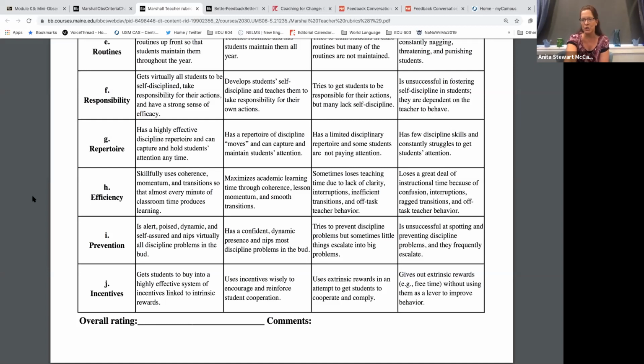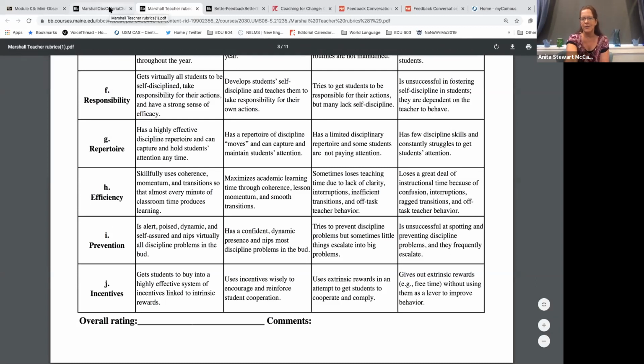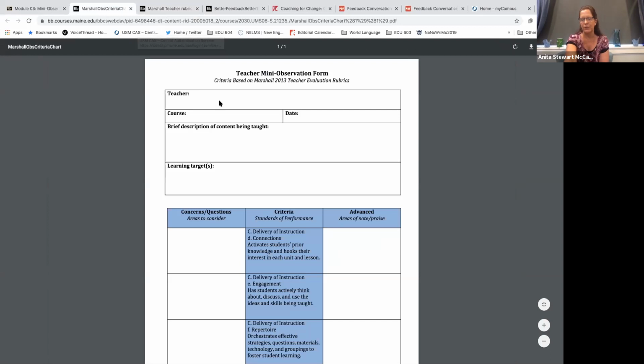So I encourage you to take time with the rubrics to really get a feel for what Marshall is thinking about when he is thinking, okay, how do I supervise teachers in order to help them improve their practice? What's important? And then how will I evaluate them in a meaningful kind of way? So what I've done is there are a couple of tools that I just want to share with you.